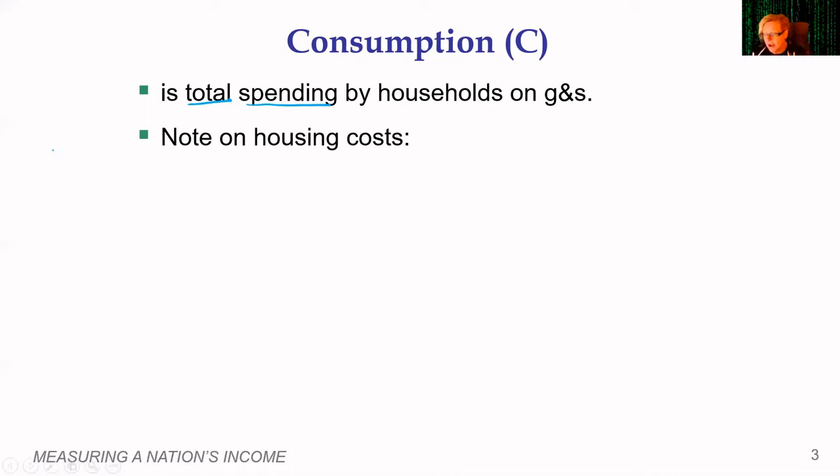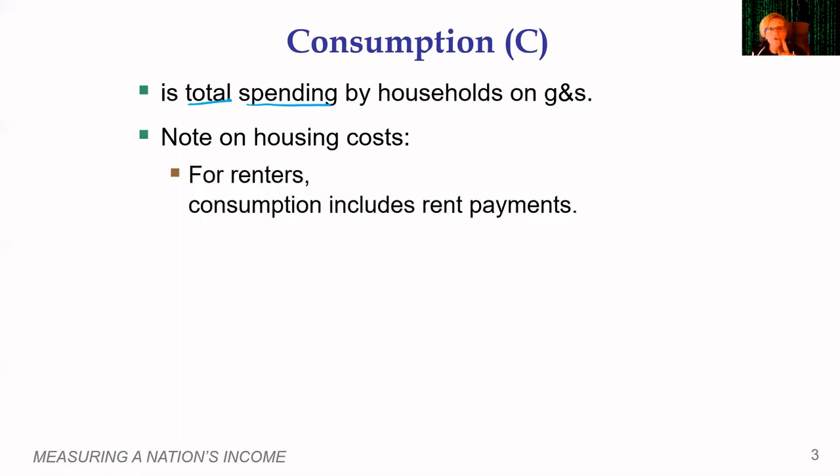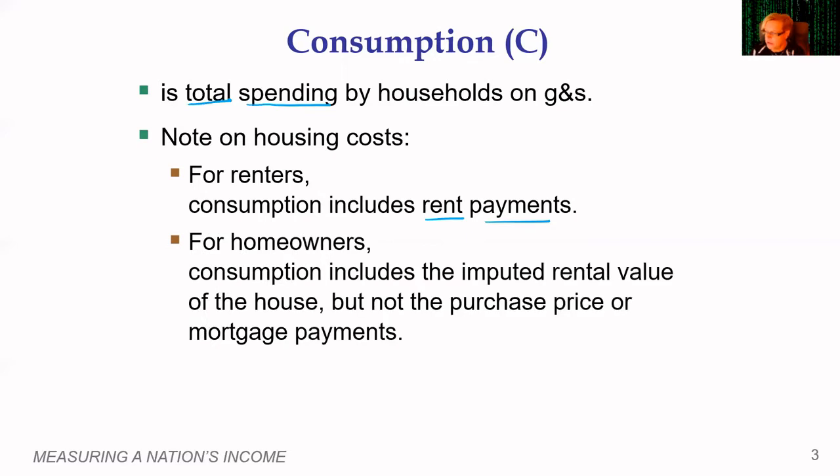So when we talk about housing costs, there's a different way that we factor in housing costs. If you own your home, then we count things differently than if you rent it. So if you're a renter, it's pretty simple. We just include your rent payments. That's pretty straightforward. Where it gets a little odd is if you have a mortgage or if you own your home. For that, what we use is we call it the imputed rental value, which is crazy in a way.